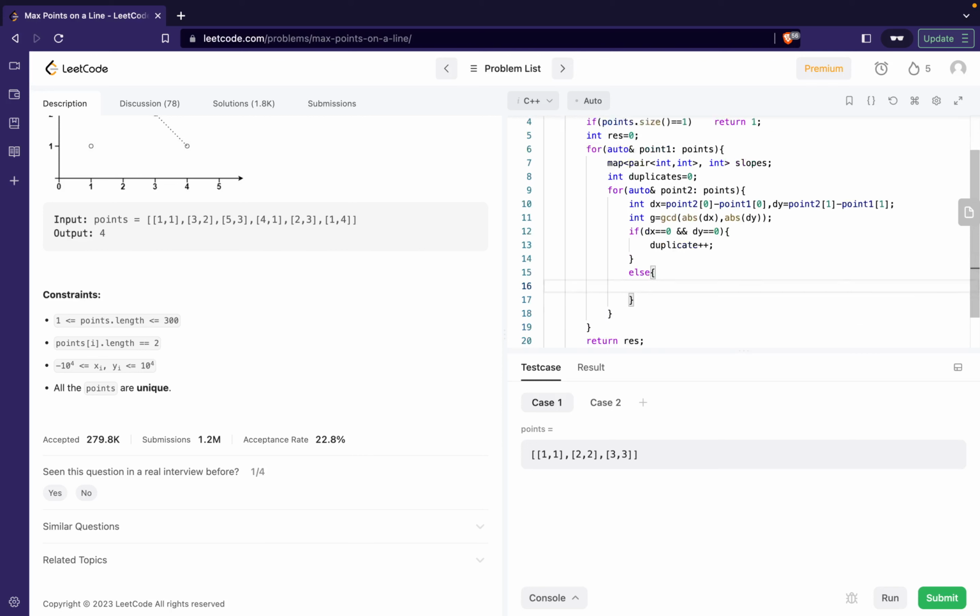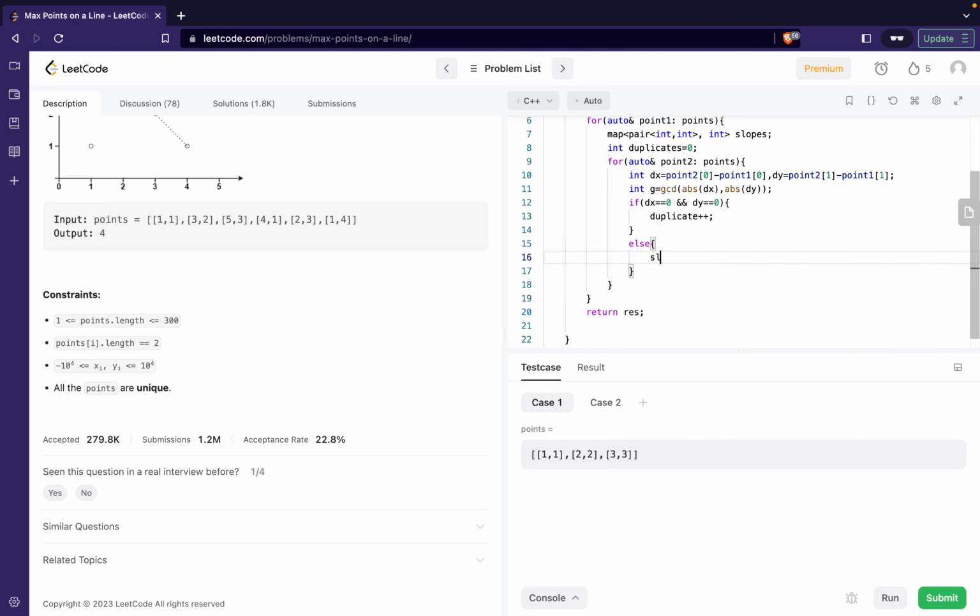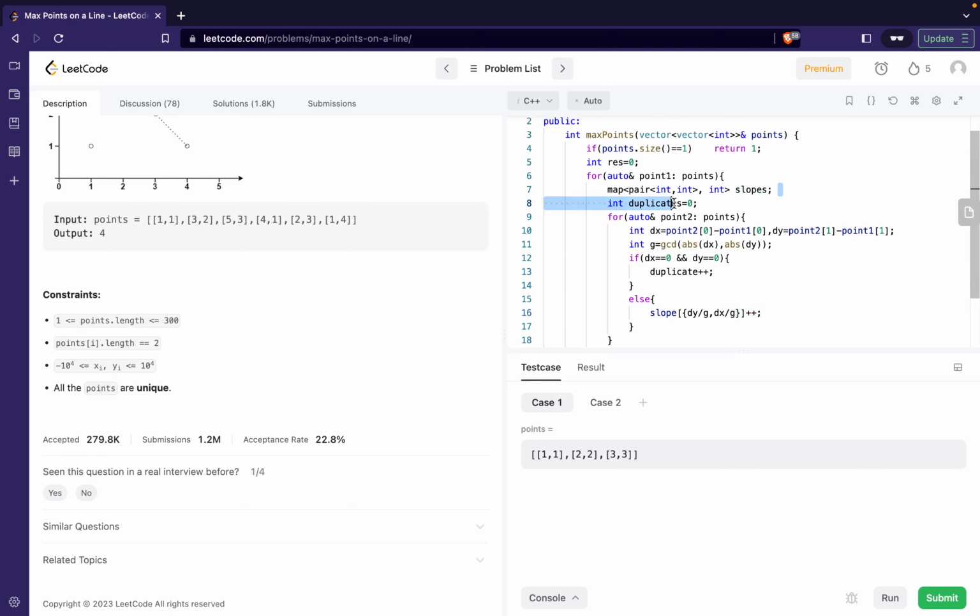Else, if it's not that case, then I can make a slope, and onto that slope add these values, that is dx divided by g and dy divided by g, and increment it up. I hope this makes sense. This was easy. Let's say a similar slope was present earlier, then the count would be incremented. If the same slope was not present in this map, then it would make a new slope of this value and give it a value 1.